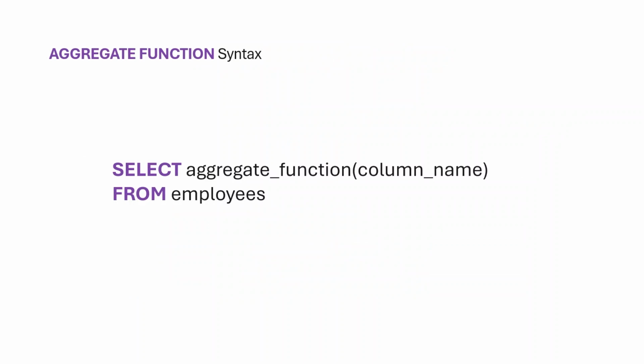Now let us look at the syntax. It's pretty simple. You first use the keyword select, then write the aggregate function you want to use, tell which column you want, then from which table. That means select aggregate function, column name from employees.